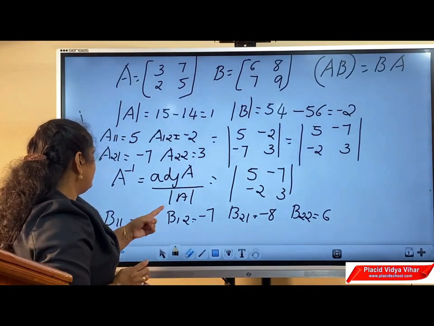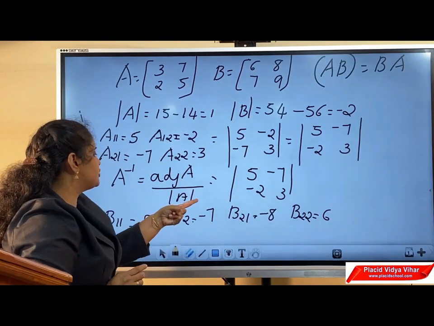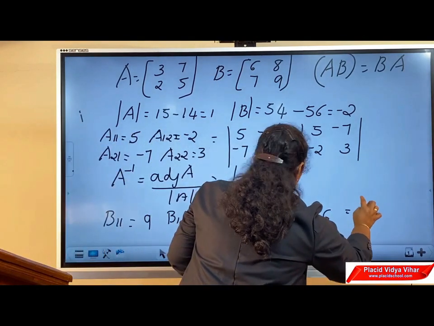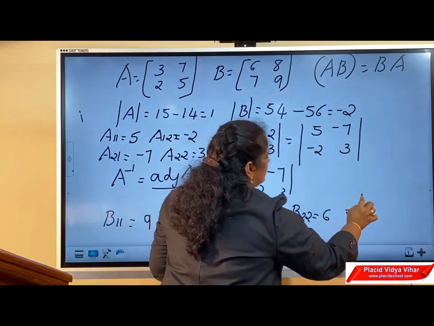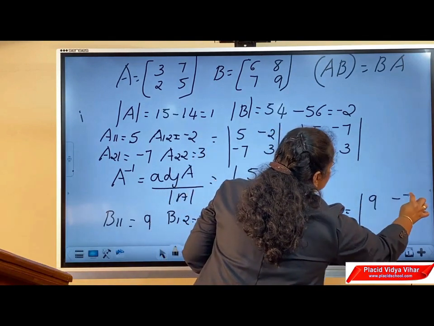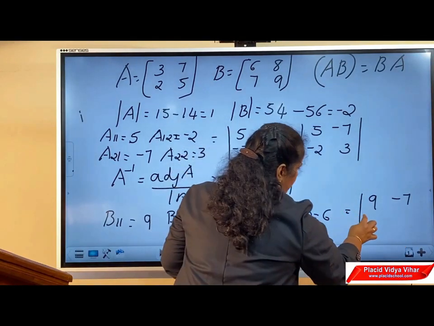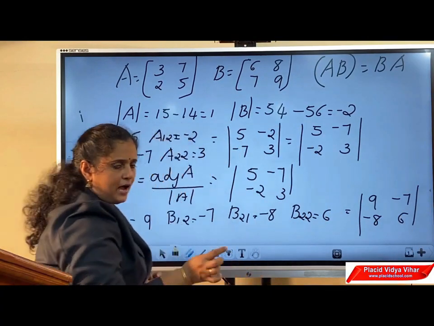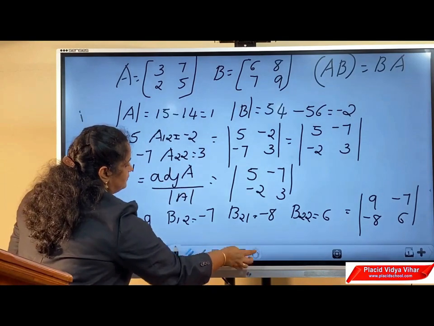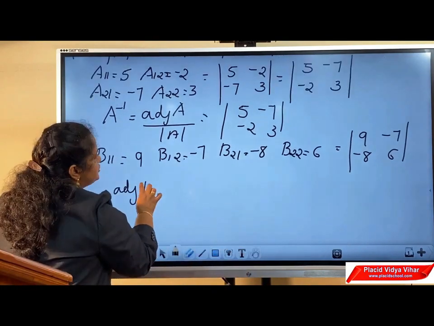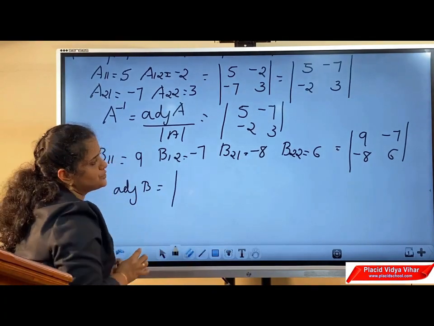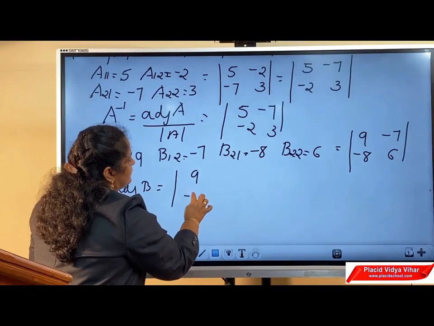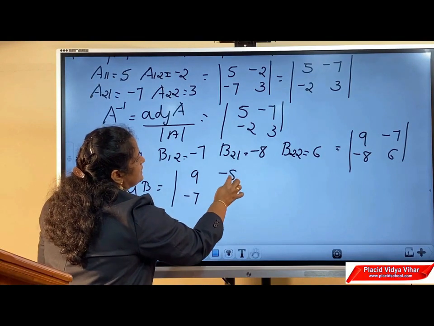Then we can write the elements B11, B12, B21, B22. That is, B11 is 9, B12 minus 7, B21 minus 8, B22 6. Then the adjoint of B is equal to the transpose of that matrix. That means 9, minus 7, minus 8, 6.